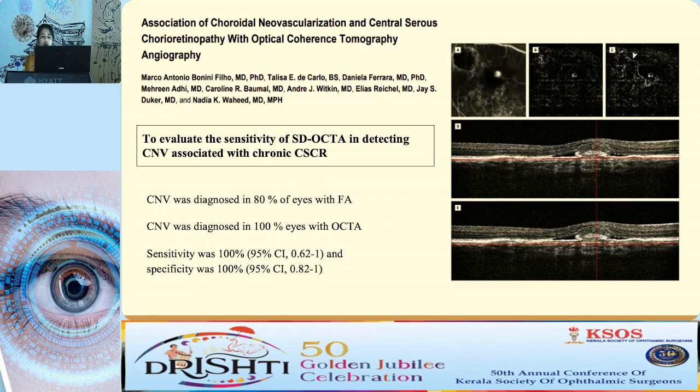So this is an article from JAMA Ophthalmology in 2015 where they assessed the association of CNV with CSCR using an OCTA. Their major objective was to evaluate the sensitivity of OCTA in detecting CNV associated with CSCR. They found very high sensitivity with OCTA of about 100%, and in fluorescein angiography it was about 80%. The reason they documented is that CNV in CSCR has fine vessels between the RPE and the Bruch's membrane, which can be picked up in an OCTA, which is not usually picked up in a fluorescein angiography.